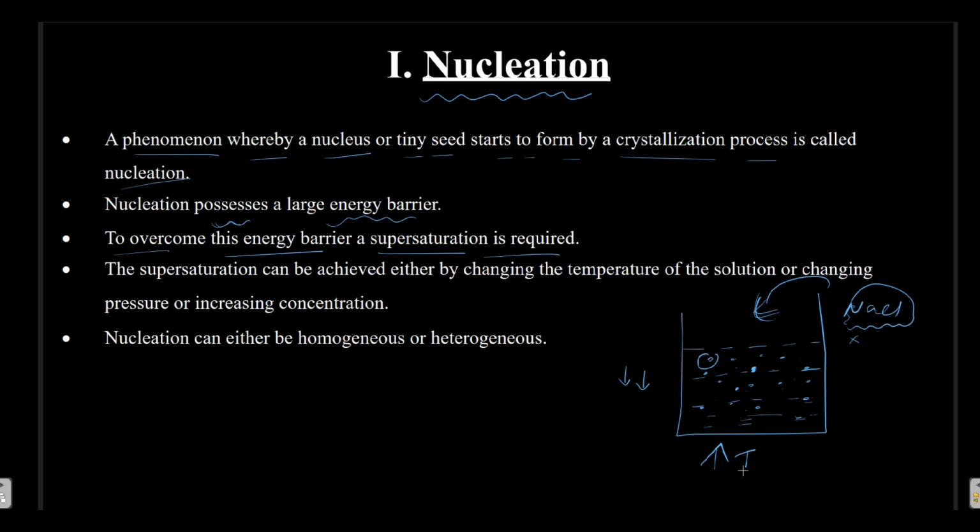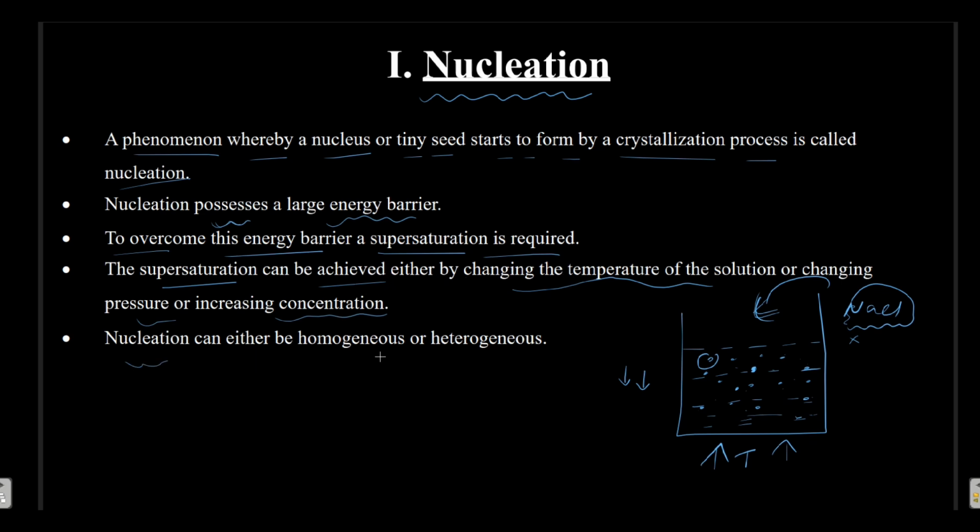Now if the temperature is increased, then what will happen? It will be able to dissolve more and more solute again. That means more sodium chloride will be dissolved over here. That is the supersaturation condition. Okay. Now the supersaturation can be achieved either by changing the temperature, or changing the pressure, or changing the concentration, increasing the concentration or decreasing the pressure. So these are different conditions by which supersaturation can be achieved.